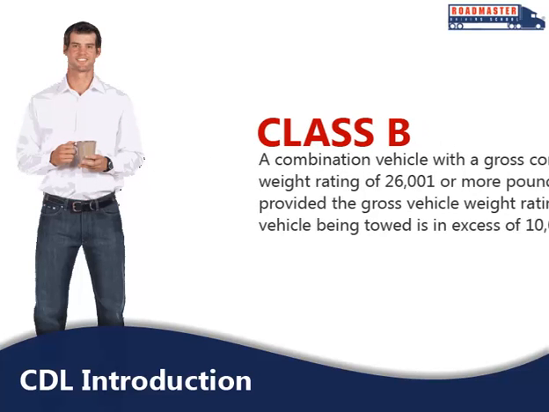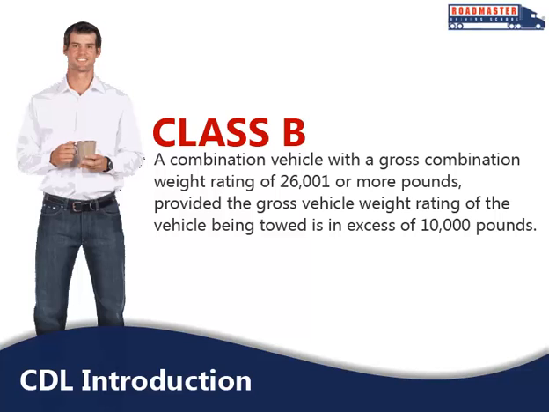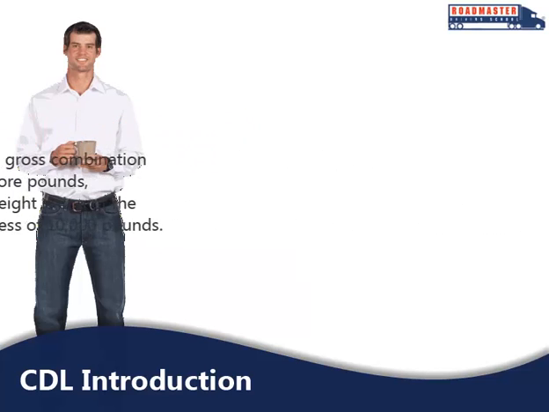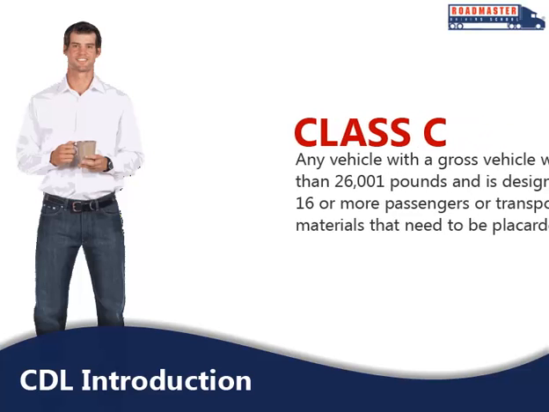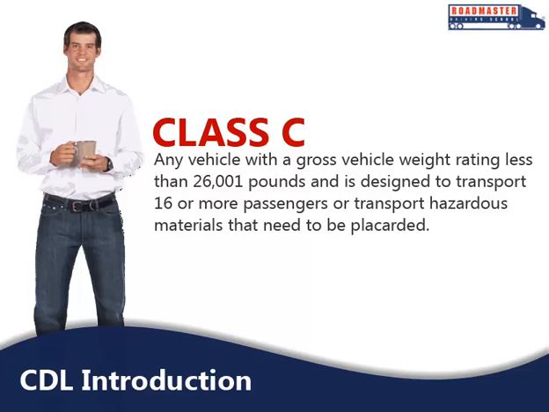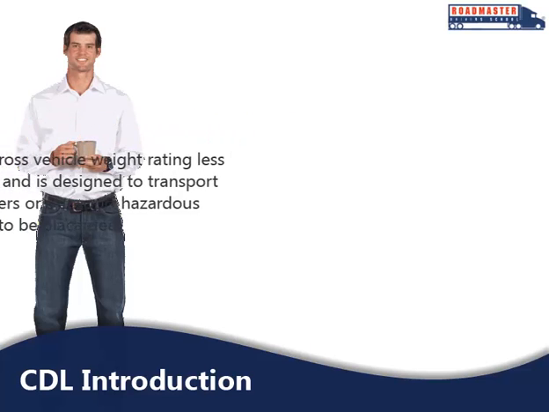The second class is Class B, which is defined as a combination vehicle with a gross combination weight rating of 26,001 or more pounds, provided the gross vehicle weight rating of the vehicle being towed is in excess of 10,000 pounds. The last of the different classes is Class C, which is any vehicle with a gross vehicle weight rating less than 26,001 pounds and is designed to transport 16 or more passengers or transport hazardous materials that need to be placarded. School buses would fall under the Class C category.